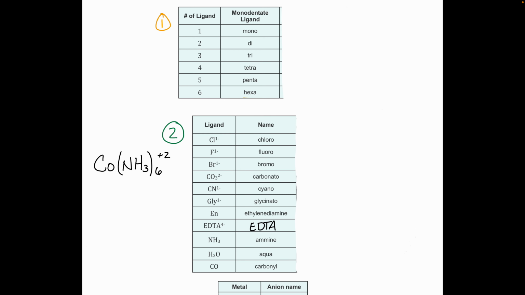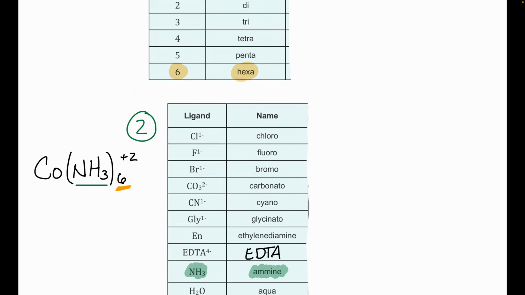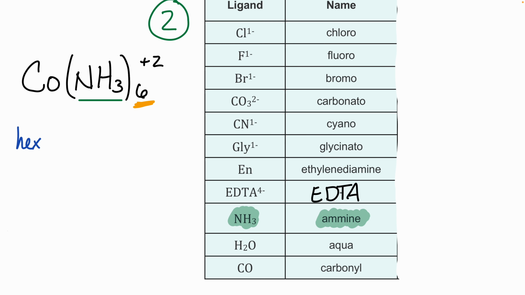Okay, so the first part of my name is going to include the number of ligands. So 6, we're going to use this prefix hexa. And the second part of my name is the ligand name itself. In this case, NH3, when it's all by itself, we call it ammonia. But in our complex, we call it amine ligand. All right, so this would be hexaamine cobalt 2. Hexaamine cobalt 2. Beautiful name, right?